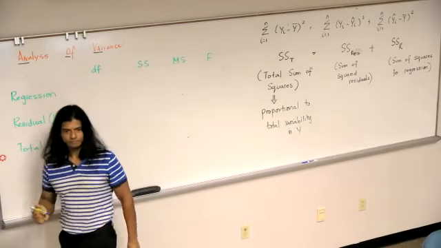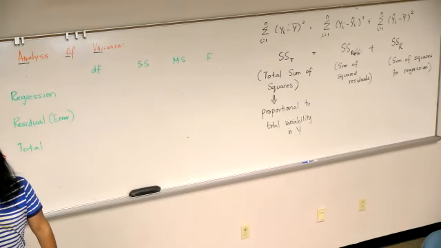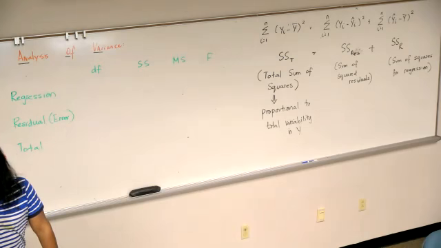Could you run that by me one more time? So you're saying that if the sum of squares for regression is 0, that tells us that the variability all depends on the noise. Yes. Then what does that say about the model? Does that mean that the model is useless?